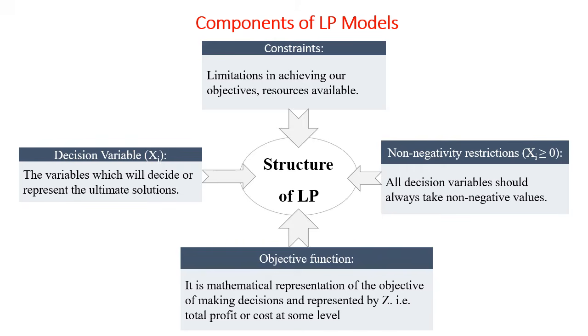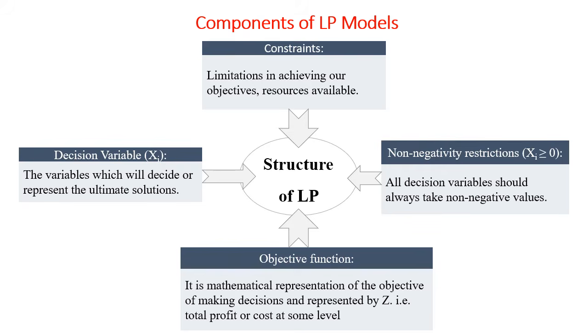Moving to the components or the structure of linear programming models, we have 4 components. The first is constraints. These are the limitations in achieving our objective, or the resources available on our hand, which are used to achieve the objectives. And second, decision variables. These are the variables or the volumes which will decide or represent the ultimate solutions for the problem.